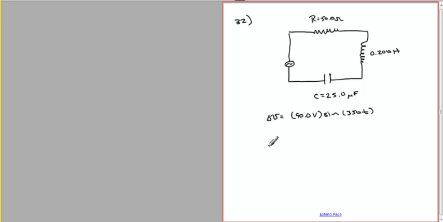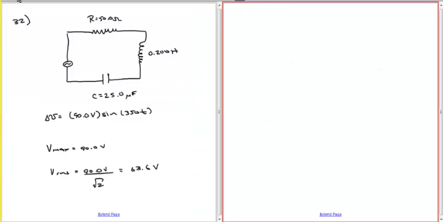So what we know is that the V max for the whole circuit that's being applied is going to be equal to 90 volts. It's just the amplitude of the thing. So V RMS is going to be equal to this divided by the square root of 2. 90 divided by the square root of 2 is 63.6, 63.6 volts.